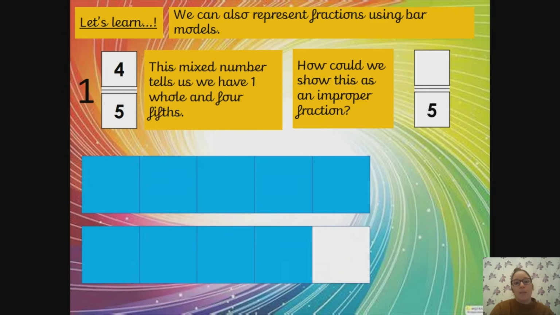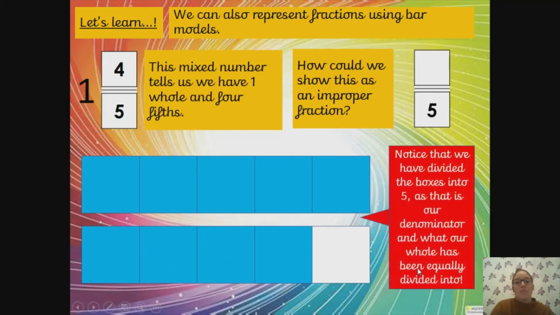Okay, so 1 whole and 4/5 tells us that our whole has been divided by 5, okay? It's in fifths, so there's 5 pieces. Now we know that 1 whole is 5/5, okay? So this number 1 here is represented by a whole bar which is filled in. Then we know that our fraction is 4/5. So we've got 1, 2, 3, 4, okay? So notice we've got our boxes which have been divided into 5 for our denominator.